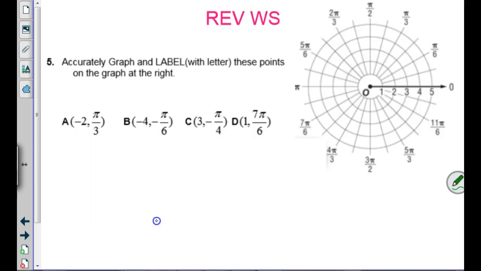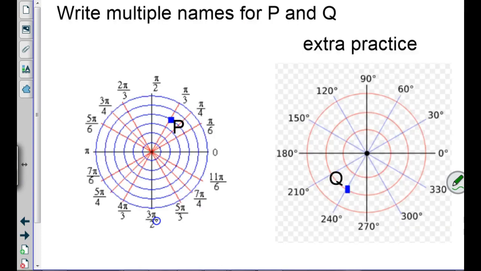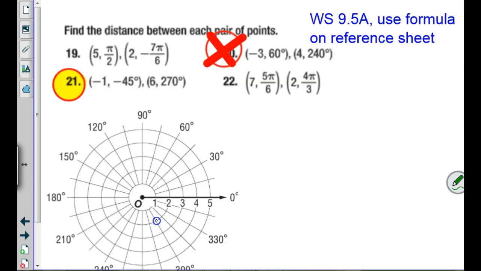So this is more plotting of points. They're in radians. Do you need me to do this one? I'll come back to it if I have time. I'm not going to have time. Just kidding. Distance between. Anybody remember this?